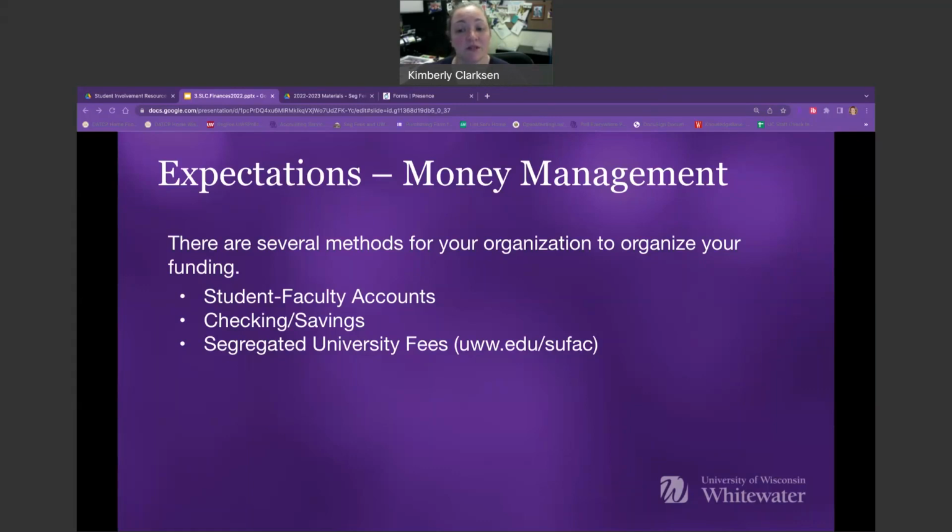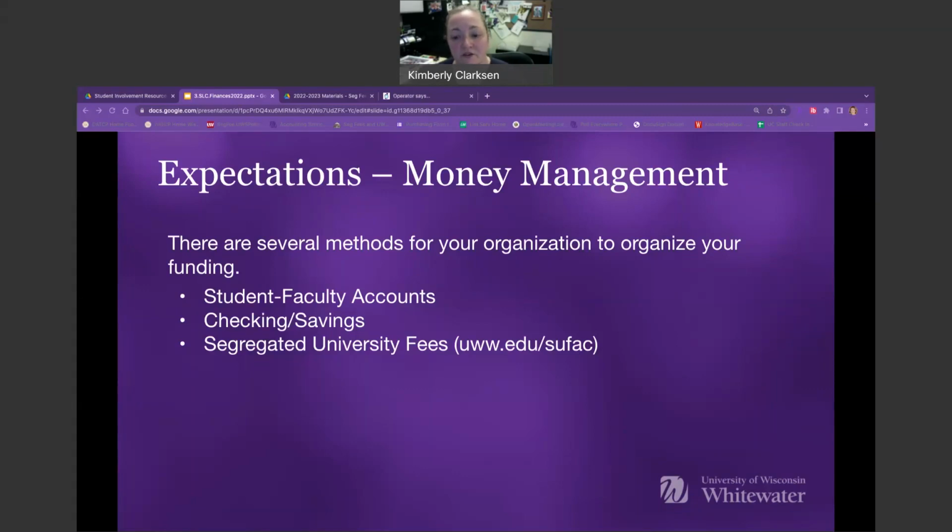Some groups take this option one step further by using a third-party method, where they hire a company to help manage their funds. If interested in this option, please see a staff member in Student Activities and Involvement for more information. For both student faculty accounts as well as savings and checking accounts, please note the following. 1. Please have more than one name on the account. And 2. Store the basic information like the name of the bank, the account number, and any related passwords in a secure but accessible location. One example of this would be in the Group Admin section of Connect under the Notes tab.